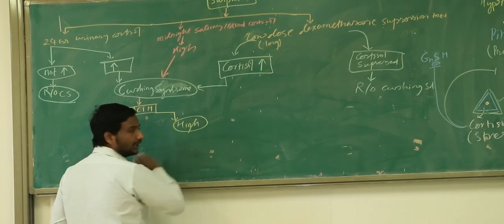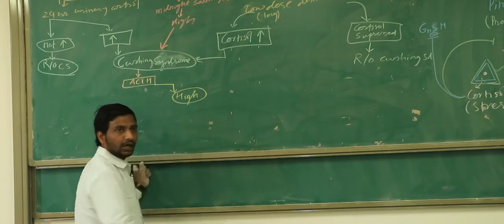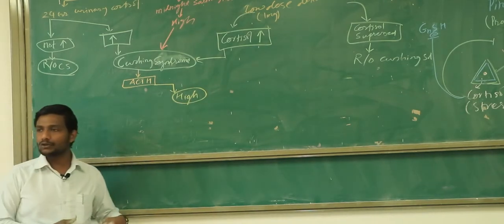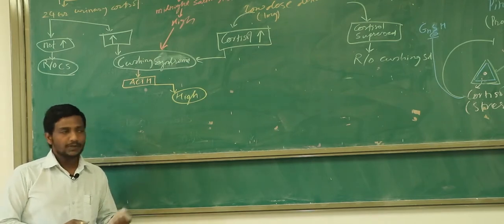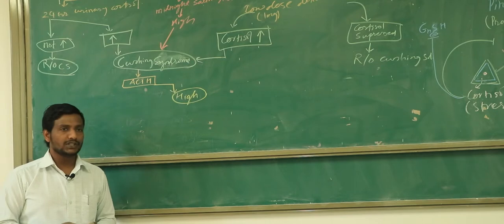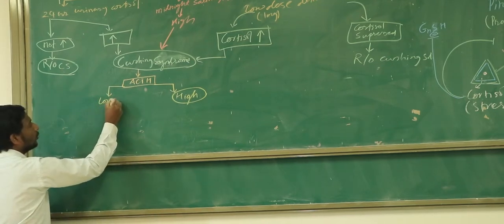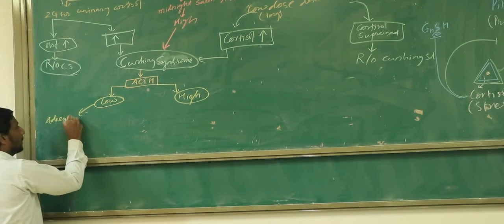So if you tested the ACTH and you found that ACTH is high, it means one of the causes could be the pituitary adenoma, right? You tell me, if the patient is having an adrenal adenoma independent of ACTH, will this patient have high ACTH or low ACTH? Low ACTH. So you found that ACTH is low and you have made your diagnosis. The patient is having the adrenal pathology.